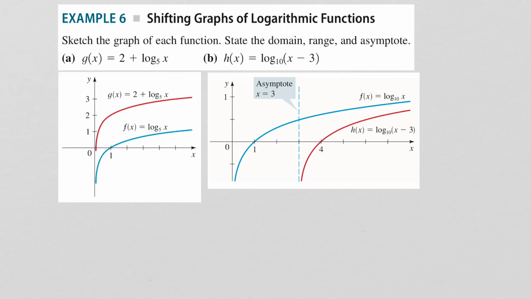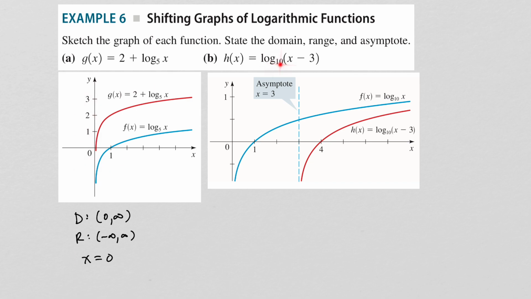Graphs of logarithms can also be shifted using the same properties that we talked about before. So for example, if we have the graph of log base 5 of x, we can graph 2 plus log base 5 of x by simply shifting every point on this graph up 2 units. Now that's not going to have any effect on the domain or the range. So the domain is still going to be positive numbers. The range is still going to be all real numbers. And the asymptote is still going to be x equals 0. You can see that right here.